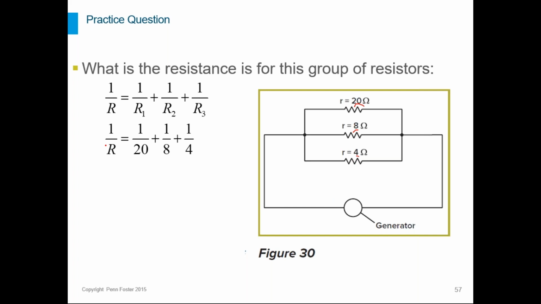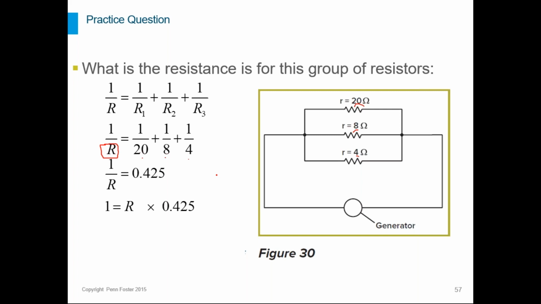So remember, this on the left is what we're solving for. We're trying to find the total resistance of the whole circuit, and we're using the resistances of our 3 resistors. So 1 over 20 plus 1 over 8 plus 1 over 4 is going to give us 0.425. And we're not done yet because that is not the total resistance. 0.425 is equal to 1 over the total resistance.